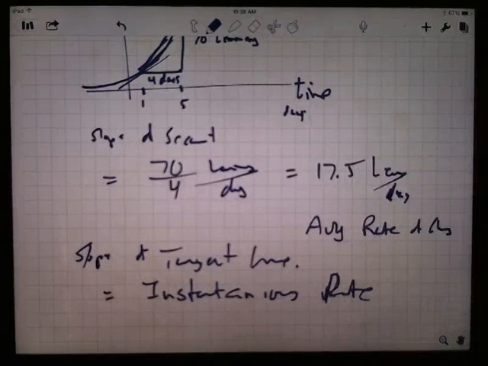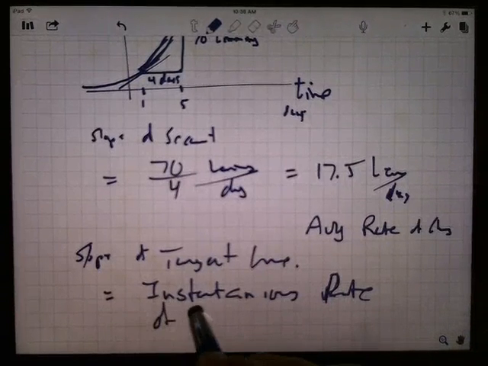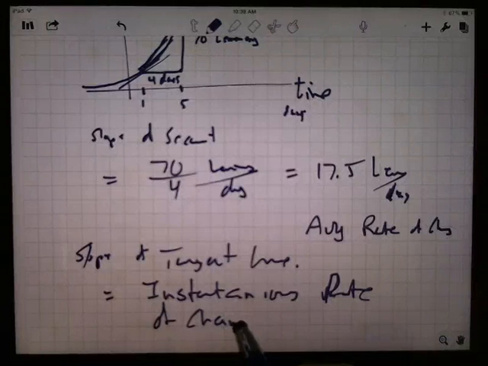Instantaneous. Boy, my handwriting is getting terrible here. Rate of change. You're saying getting terrible. It's been terrible. But okay. Instantaneous rate of change.